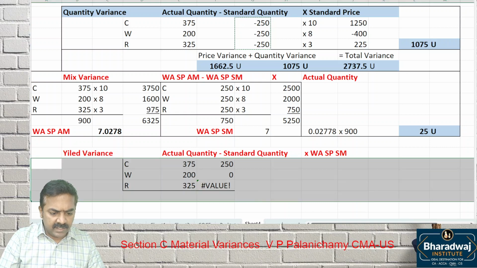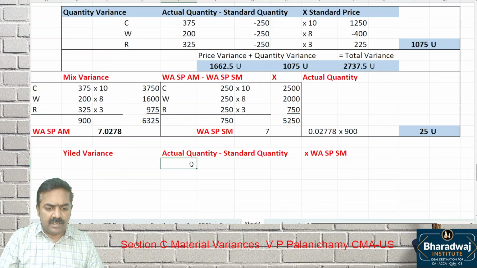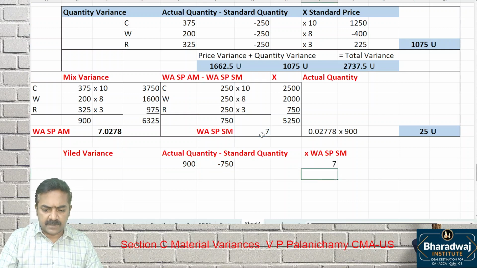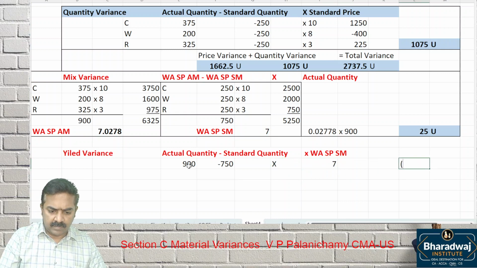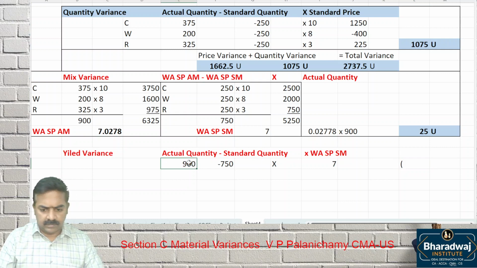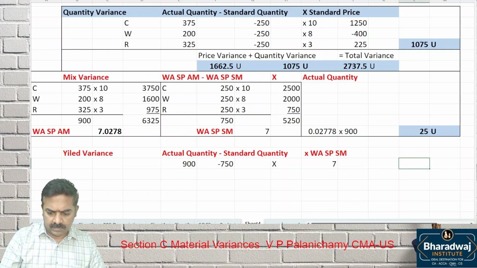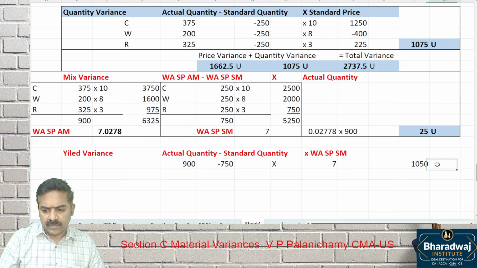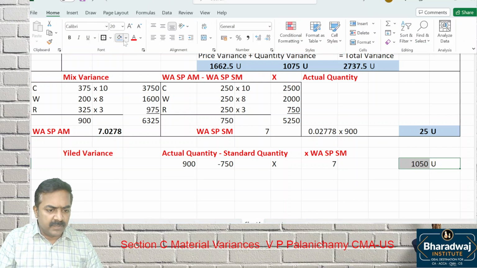That will give us which variance? Yield variance. Directly you can take the total. You need not work out everything. So total is like actual quantity is 900 minus standard quantity is 750, that into weighted average price of standard mix. This is unfavorable. We can verify our answer also.